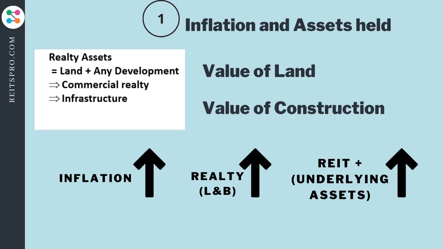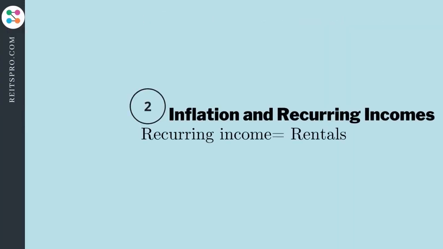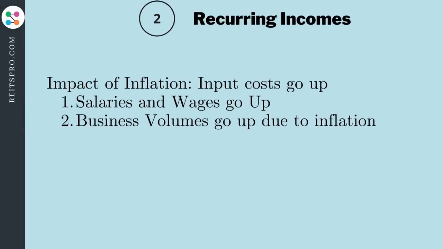The second factor we'd consider is inflation and the recurring incomes. Recurring incomes in case of REITs is rentals. Now the impact of inflation on recurring incomes is that inputs go up. For example, the salaries and wages go up. Also the business volumes, the impact of inflation makes the business volume go up. So the nominal value of the business goes up.